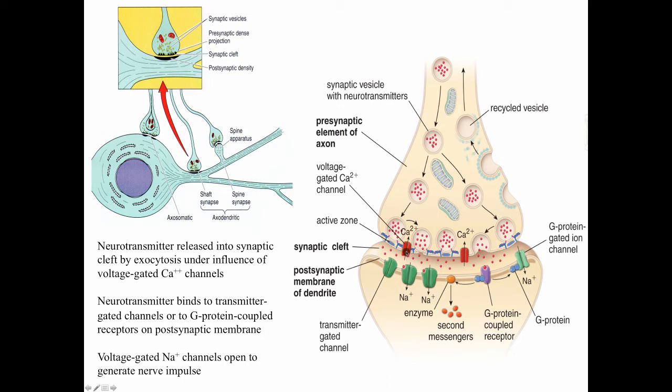The neurotransmitter has to cross the synaptic cleft, and it's going to bind to transmitter-gated channels, here shown as sodium-gated channels, or to G protein-coupled receptors on the postsynaptic membrane, and these are going to cause voltage-gated sodium channels to open. That's going to generate a nerve impulse.